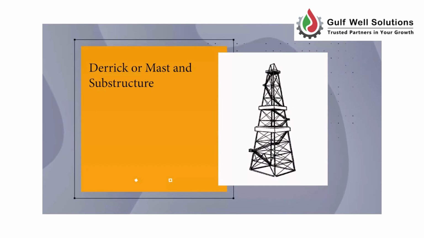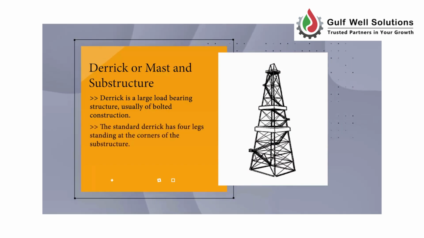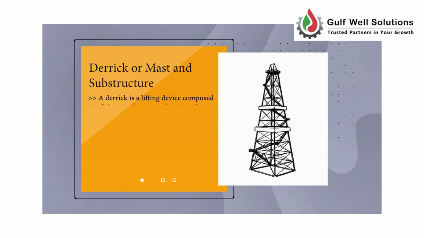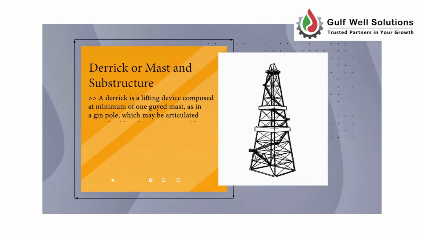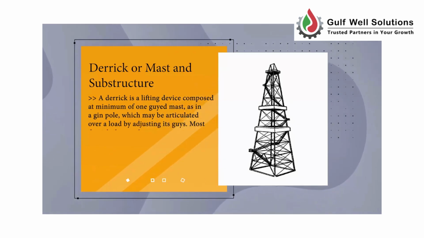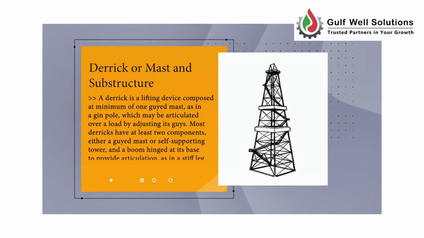Derrick or mast and substructure. Derrick is a large load-bearing structure, usually of bolted construction. The standard derrick has 4 legs standing at the corners of the substructure. A derrick is a lifting device composed at minimum of one guide mast, as in a gin pole, which may be articulated over a load by adjusting its guys. Most derricks have at least 2 components, either a guide mast or self-supporting tower, and a boom hinged at its base to provide articulation, as in a stiff-leg derrick.